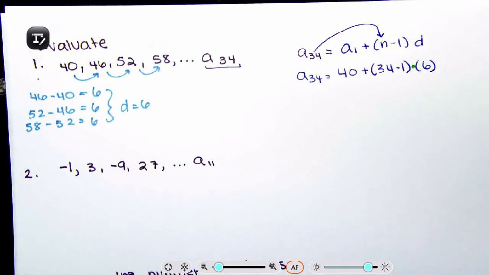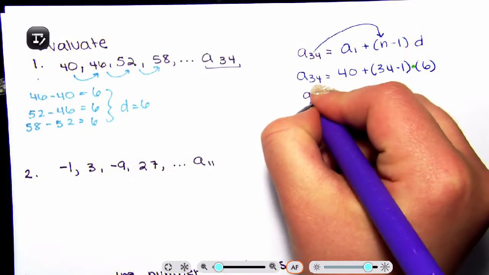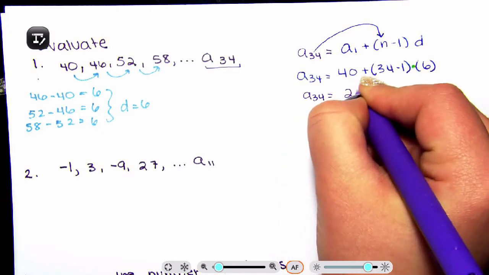I'm going to type all of that into my calculator. So I'm doing 40 plus parenthesis 34 minus 1. Yes, you can solve that in your head. I'm choosing not to. Times parenthesis 6. And I'm pressing enter so that way the calculator can do all of the work for me and gives me 238.